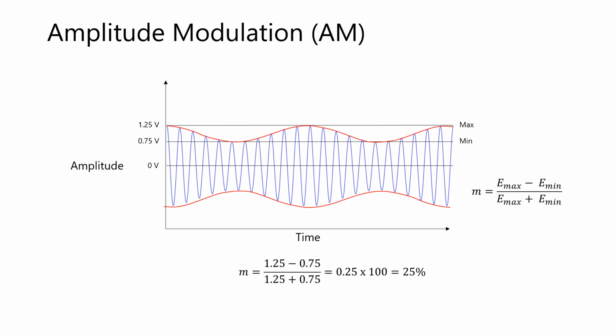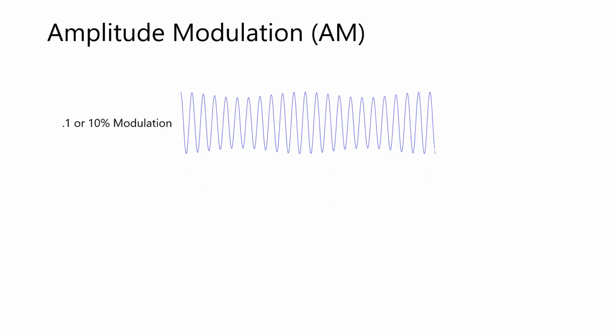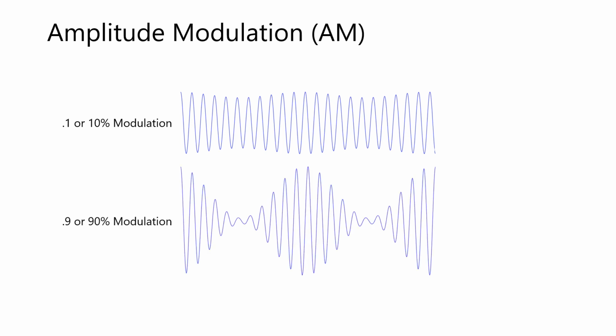This is just one method for determining the modulation index and percentage. In the case of M equals 0.1 or 10% modulation depth, we can see that the envelope doesn't stray very far from the carrier. As the modulation index increases to 0.9 or 90% modulation depth, we have a very deep minimum and maximum. Note, information is lost when the modulation index is greater than 1 or more than 100%.